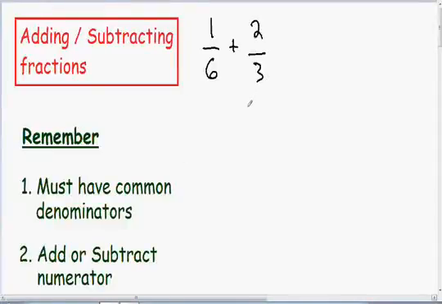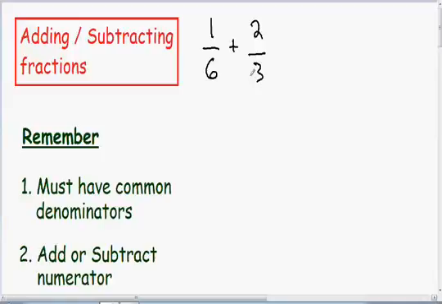So now I want to go over an example of adding two fractions that do not have common denominators. And remember what I wrote for you in green. Whenever you're adding and subtracting fractions, you must have common denominators. That means that the bottom number in the fractions has to be the same. So here in this example, we have a denominator of 6 in one fraction, and we have a denominator of 3 in another fraction. So obviously they're not the same, so we do not have common denominators.